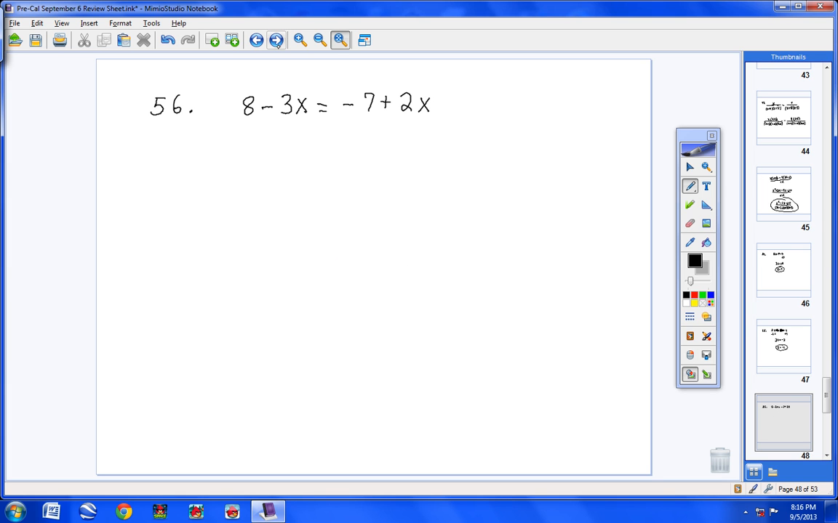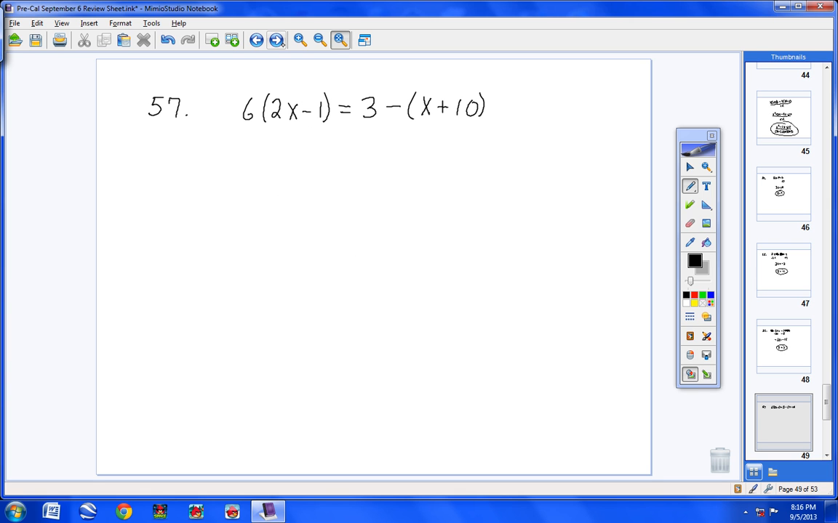All right, moving on. Number 56, same type of problem. I'm going to get my x's on one side. I'm going to bring my negative 2x over, or my positive 2x, and make it a negative 2x. I'm going to bring my positive 8 over and make it a negative 8. And so when I've done this, I will have a negative 2x here, and this positive 2x is gone. I will have a negative 8 right here, and this positive 8 is gone. So I should be left with negative 5x equals negative 15. Now if you divide both sides by negative 5, negative 15 divided by negative 5 is 3.